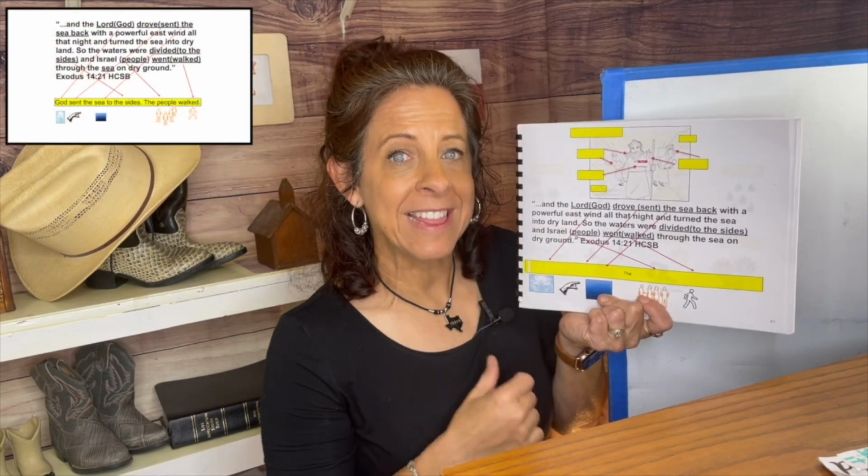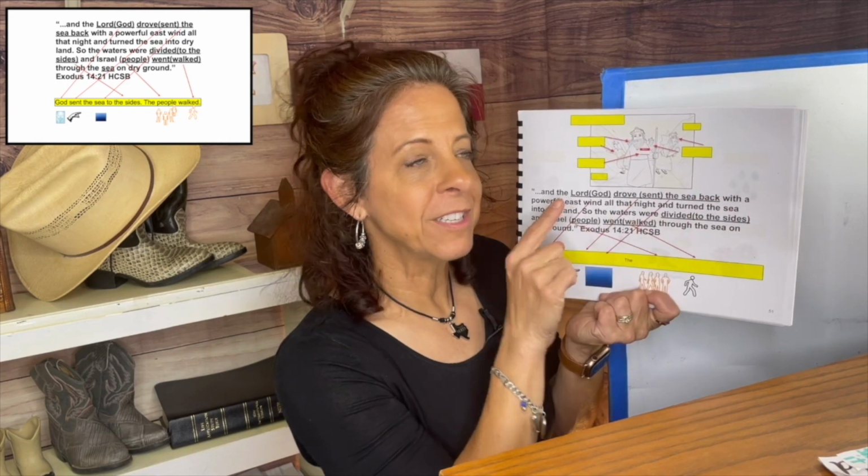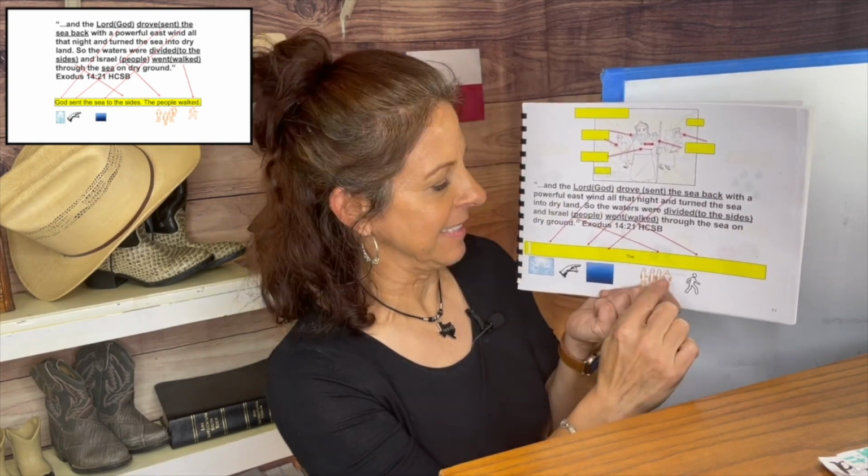Here are the words in the Bible. And the Lord, God, sent the sea back with a powerful east wind all that night and turned the sea into dry land. So the waters were divided to the sides. And Israel, the people, walked through the sea on the dry ground. Exodus 14:21.